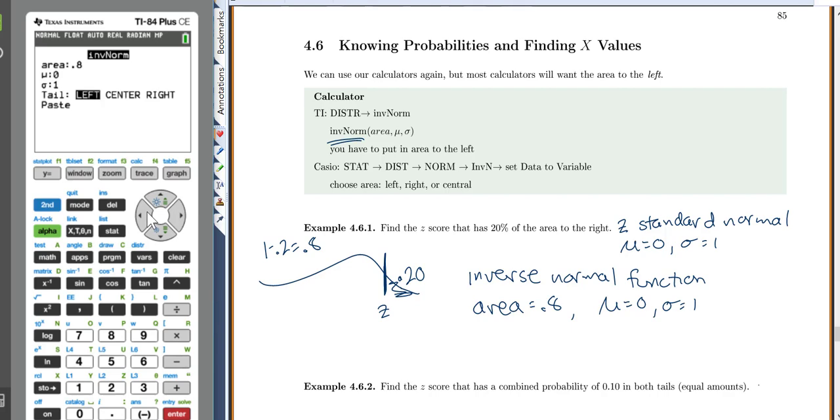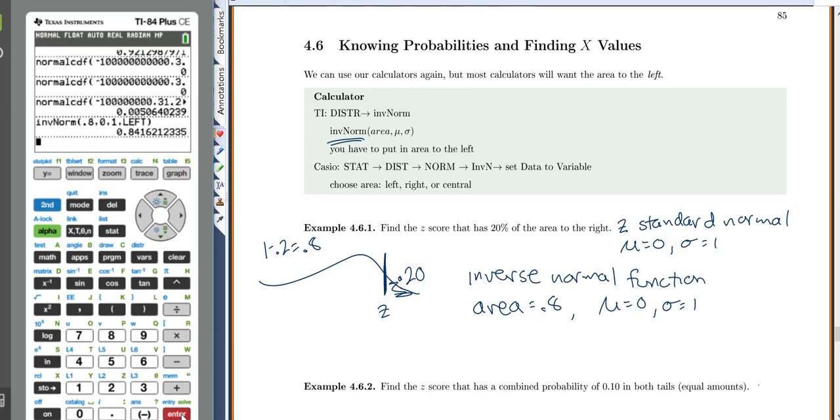Oh, never mind. Apparently, when I read the manual I was wrong. You may or may not have a calculator that makes you do it to the left. So let's do tail equals left and see what I get. So the area to the left is 0.8. So z equals 0.8416. That's the z value that splits it into left and right. Apparently, this calculator has been updated and I can choose between left and right.